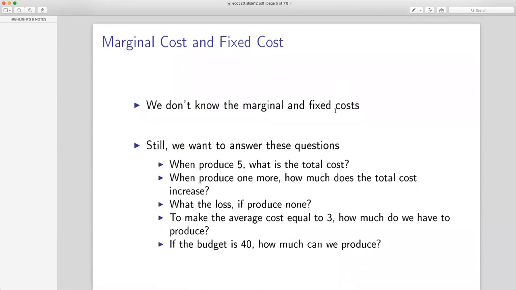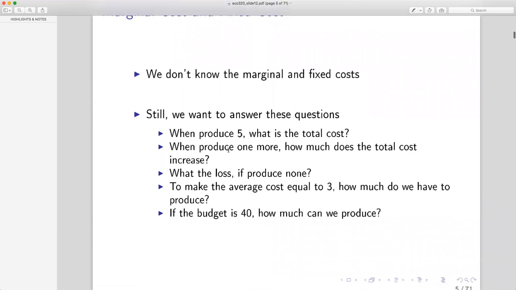This is the thing, we're gonna do that. So we don't know marginal and fixed cost. Still, we want to answer this question. So when you produce 5, what is total cost? When you produce 1 more, what is the additional cost? So how much does the total cost increase? So that is additional cost. In other words, that is the definition of marginal cost.